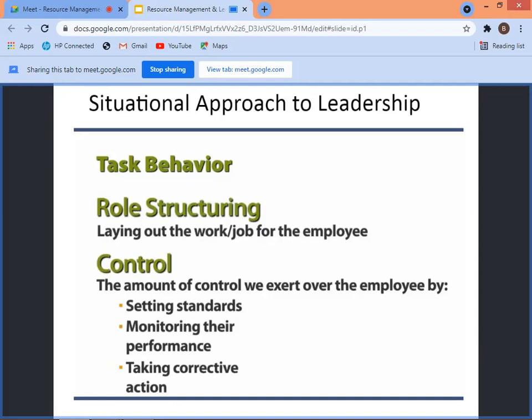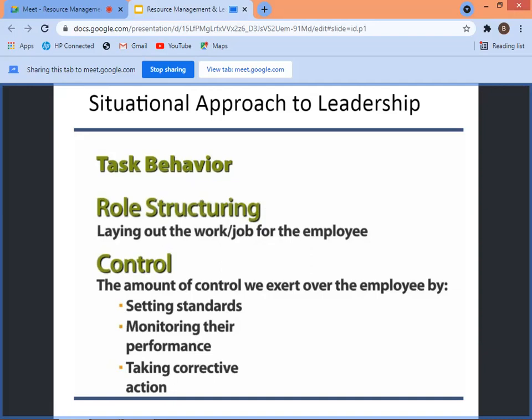Explaining to him the job description. What is the core purpose of this job? What are the areas of responsibility? What are the role specific job specifications? What are the qualifications required of this job? Key relationships of this job? Competencies of this job? You have to explain everything to him. That's role structuring, so that he will know what are the things expected of him as a new employee.